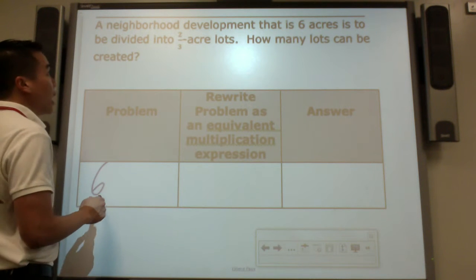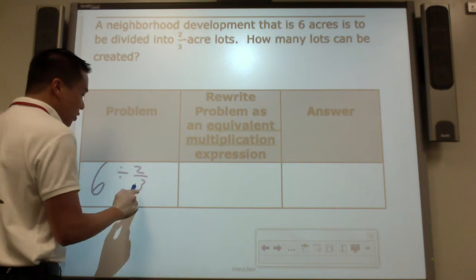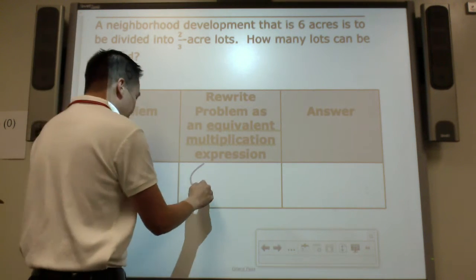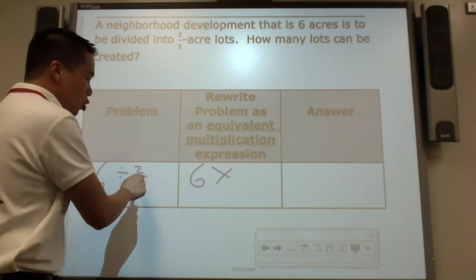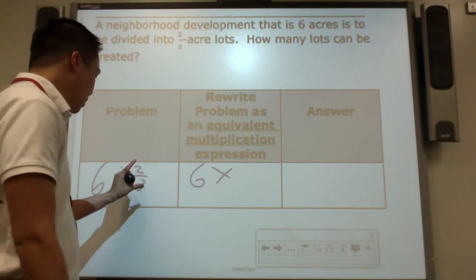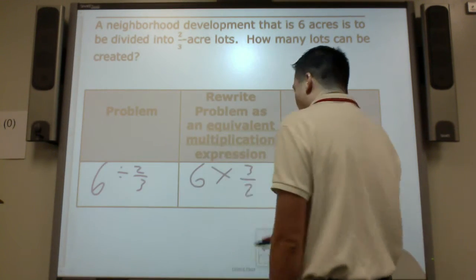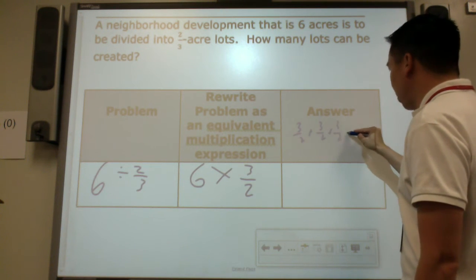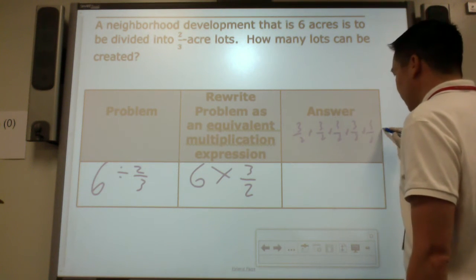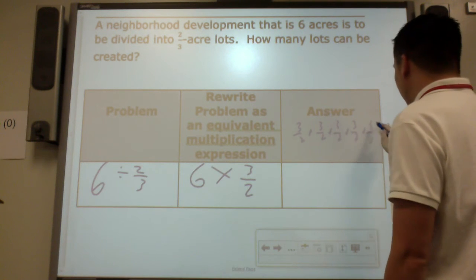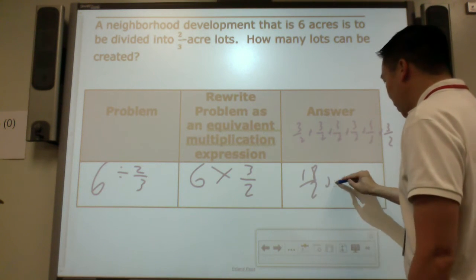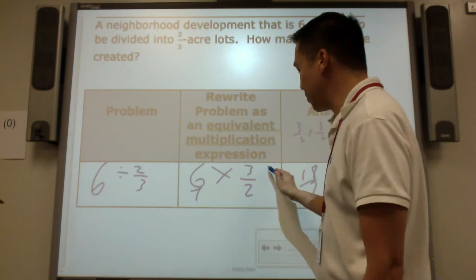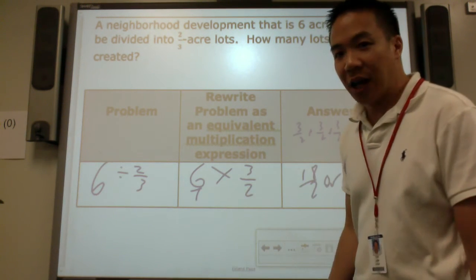So I have 6 acres. I would like to divide it into 2/3 acre lots. Can I write this as an equivalent multiplication? So keep the 6, multiplication. You do the reciprocal of the second one, 3/2. So we have 6 groups of 3/2. That would be 3, 6, 9, 12, 15, 18 halves, or 9 lots. Or you could do 6 over 1 times 3/2 is 18 over 2, or 9 lots.